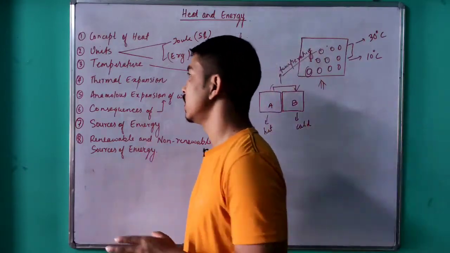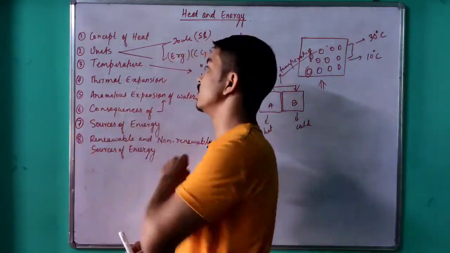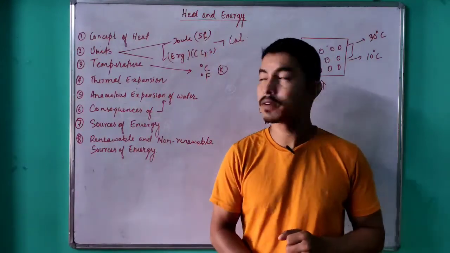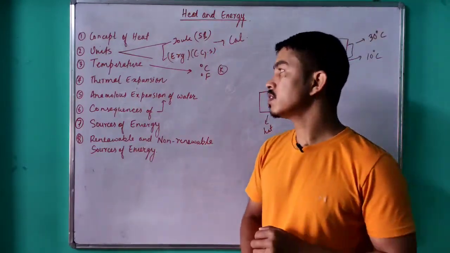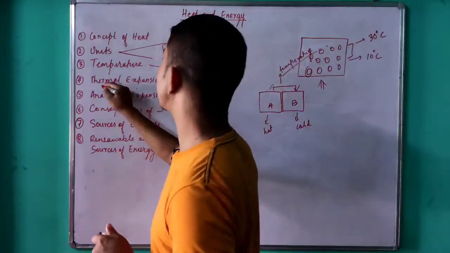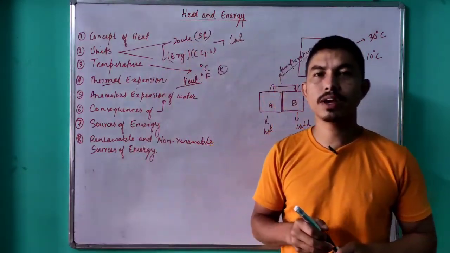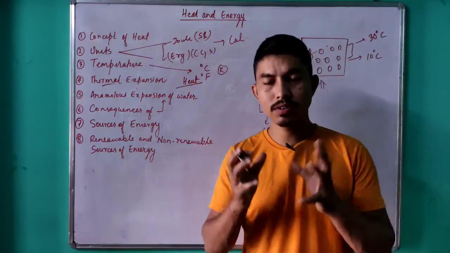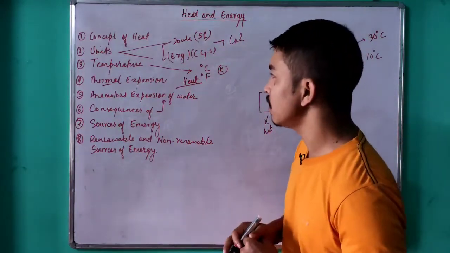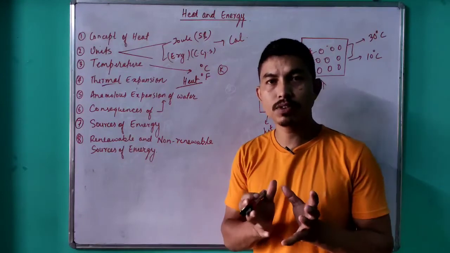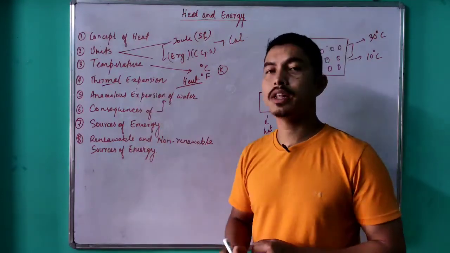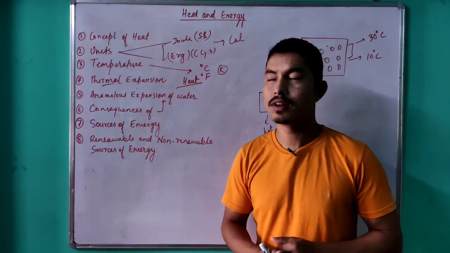Remember that. Now the fourth topic is thermal expansion. This also we have already studied in class 8. So what is thermal expansion? The word thermal comes from heat. It is seen that whenever substances are heated, they increase in volume. That is known as thermal expansion. So if the expansion caused in an object is due to heat, then that is known as thermal expansion.